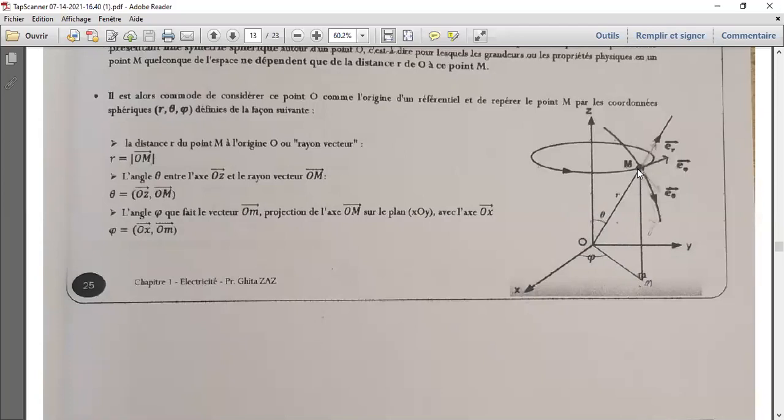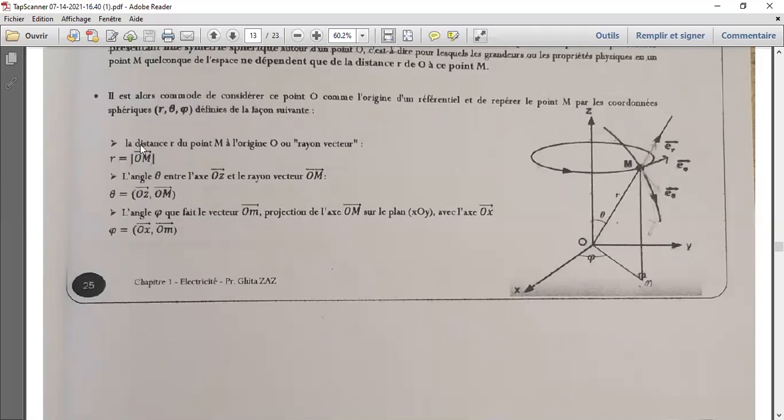Now, the other thing which you have to note on spherical is calculating the distance OM. How do you calculate the vector OM? The vector OM is always equal to R, which is the radius. Why is it equal to the radius?